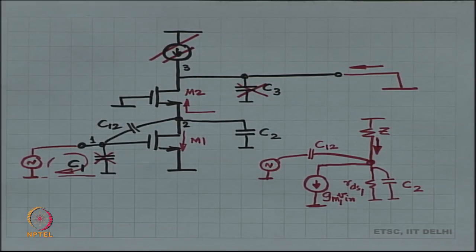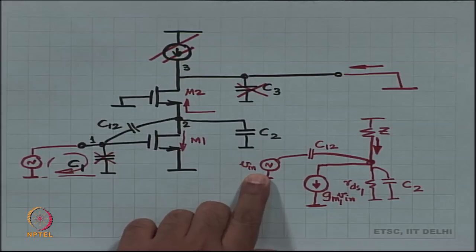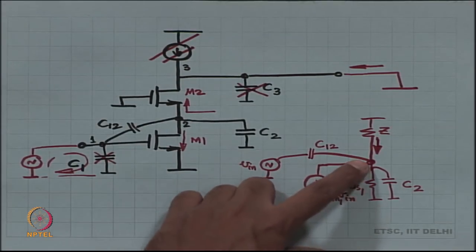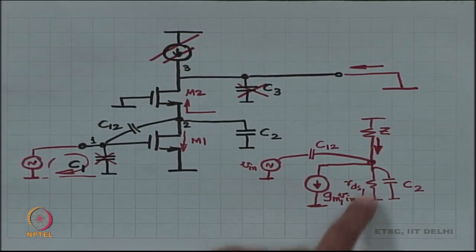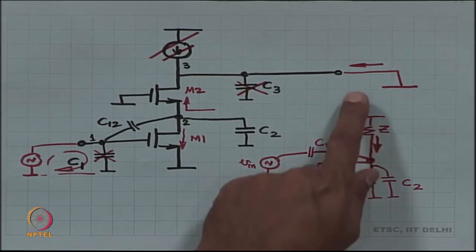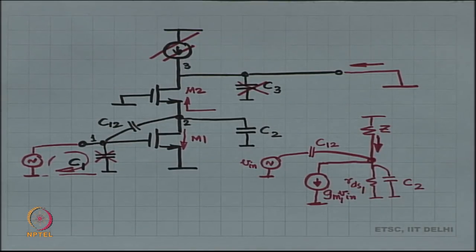Okay, I have simplified. I have my V in over here, and this input source creates a current GM1 times V in. This GM1 times V in has to choose between the following paths: RDS1, C2, C12 and Z, and whatever goes through Z is my answer. My final answer is the current that comes through Z.